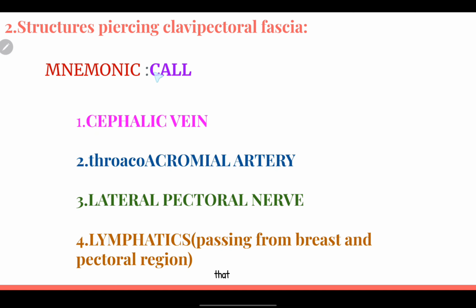So the mnemonic for that is CALL. C for cephalic vein, A for thoracoacromial artery, this A from here I have chosen as a mnemonic. Then L for lateral pectoral nerve, and the next L is for lymphatics, which are passing from the breast and the pectoral region. So it's a very important 2 mark question. Please note, my dear friends. Okay, so the next question.